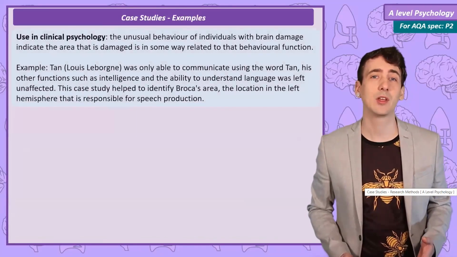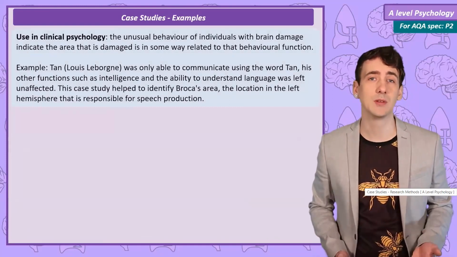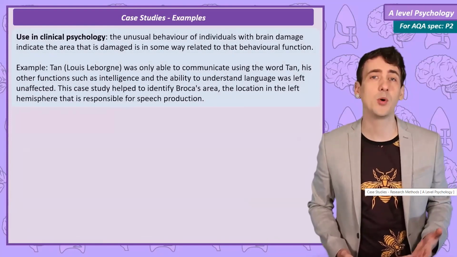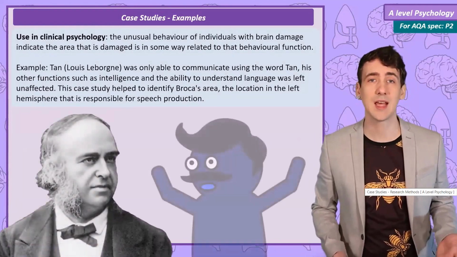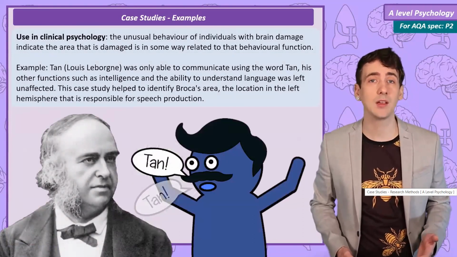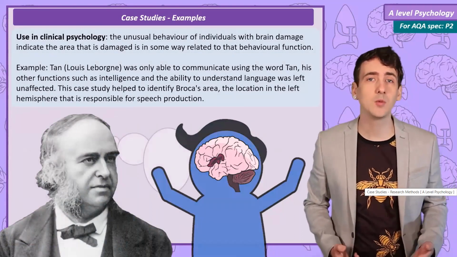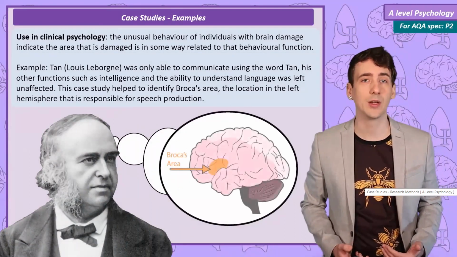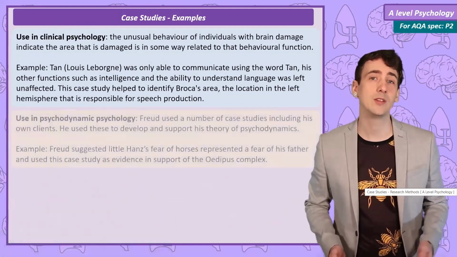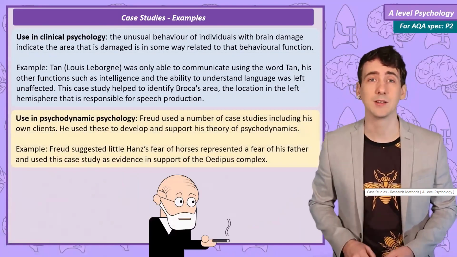Case studies have been used significantly in clinical psychology. Brain damage patients often have unusual symptoms, and this gives an insight on the functioning of the brain. For example, Paul Broca researched a patient referred to as Tan. This patient could only say "Tan," and work while Tan was alive was combined with post-mortem dissection of his brain after his death. And this work led to the identification of Broca's area, a part of the brain responsible for speech production.